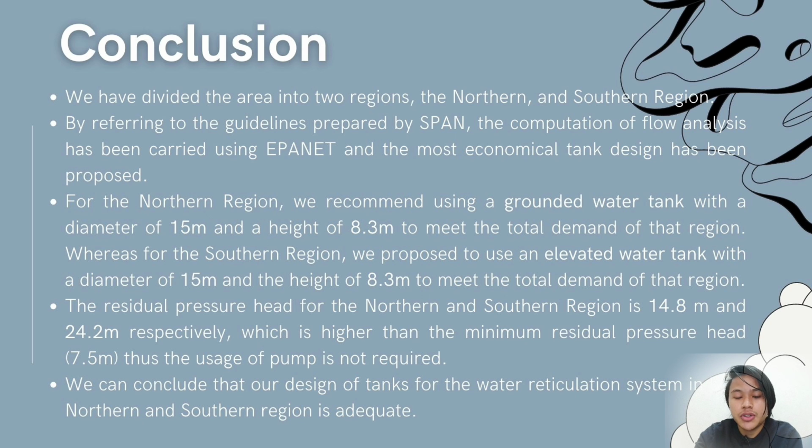Whereas for the southern region, we propose to use an elevated water tank with a diameter of 50 meter and a height of 8.3 meter. The residual pressure head for the northern and southern region is 14.8 meter and 24.2 meter respectively, which is higher than the minimum residual pressure head, which is 7.5 meter. Thus, the usage of pump is not required.